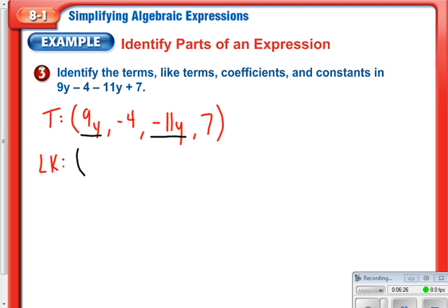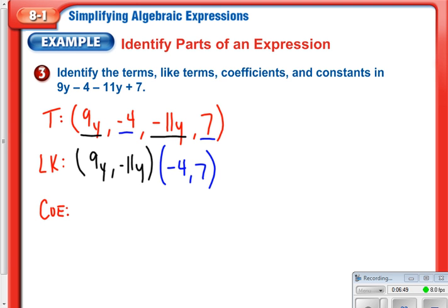They have the same variable raised to the same exponent. So we have 9y and negative 11y. Those are like terms. We also have another set of like terms. Negative 4 and 7 are like terms. You can add those together. Both those terms don't have a variable.